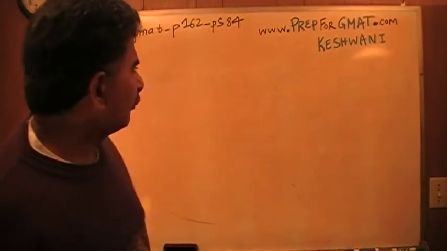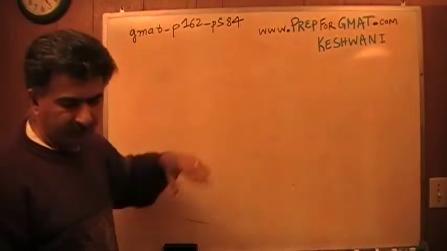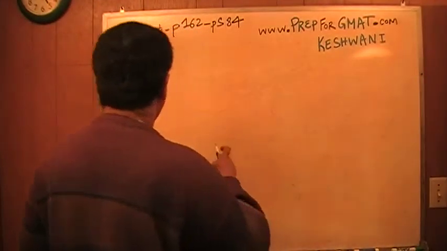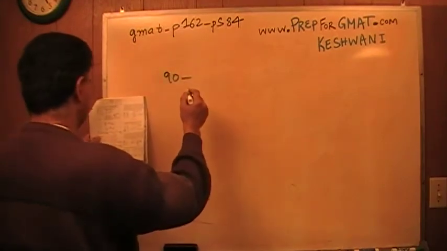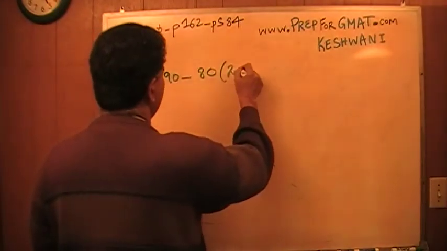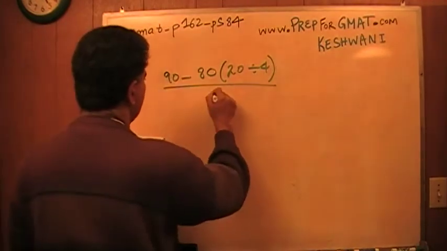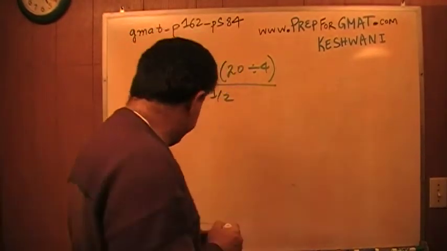The problem that I'm about to solve appears on page number 162, problem solving number 84. Let's take a look at it. It says, how much does (90 minus 80) times (20 divided by 4) over half equal? Well, let's take one thing at a time.